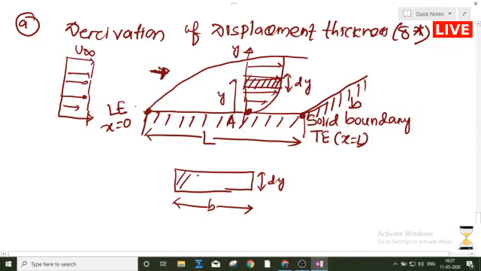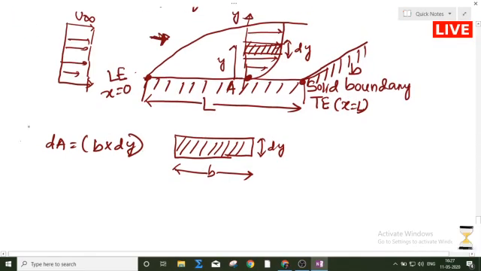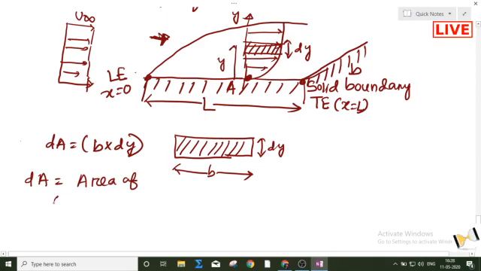What is the area of this element? This dA will be b into dy. This dA is the area of the flow element, the elemental area.